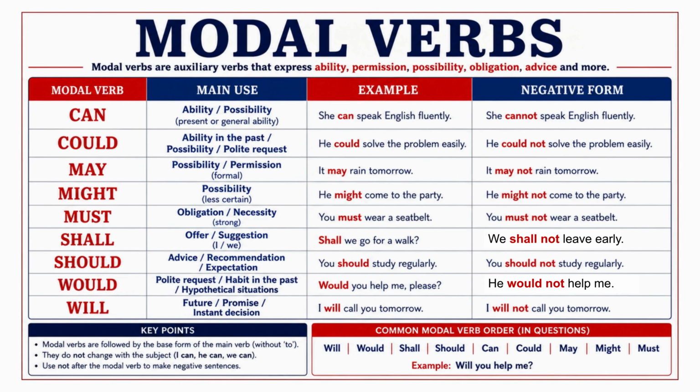The negative form is would not or wouldn't. For example, he would not help me. I wouldn't do that. She would not listen. We wouldn't leave without you. They would not agree. He wouldn't answer the phone.